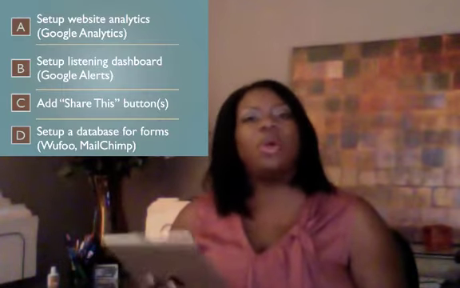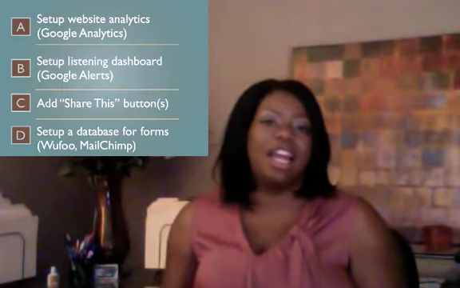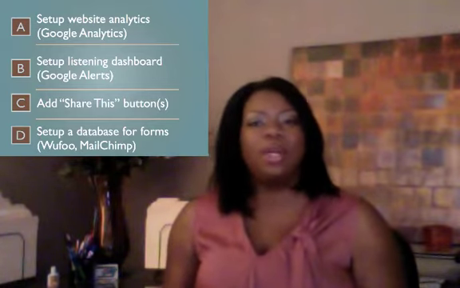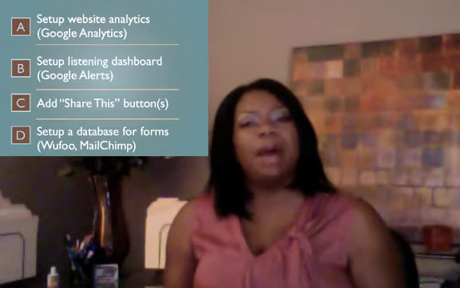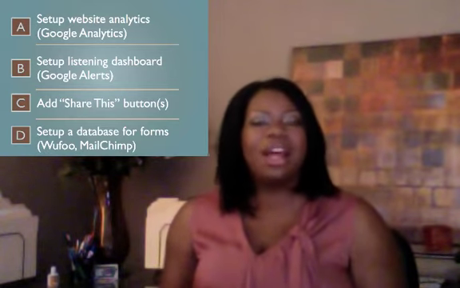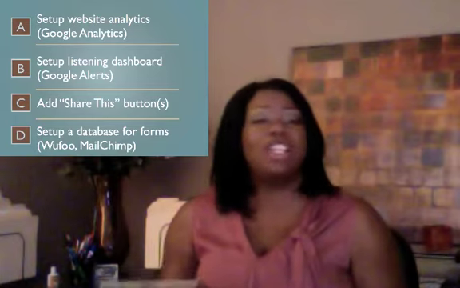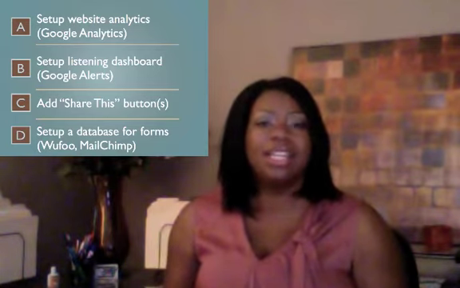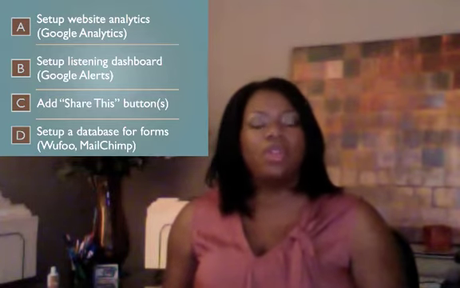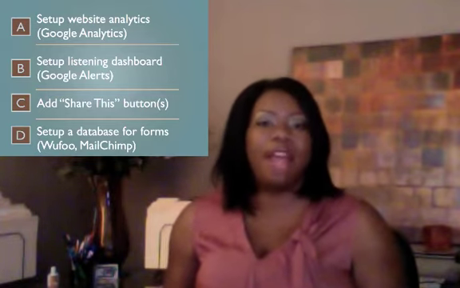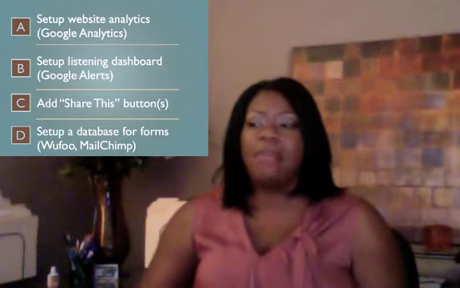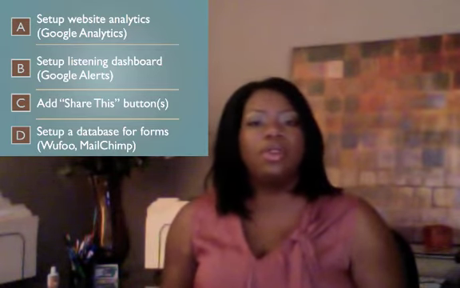Set up first your website analytics to get data about your web traffic. Also, set up a listening dashboard so that you can hear what's being said about you, and so that you know when you're being talked about. Third thing is to add a share this button to your content and track how things are actually being shared. And the fourth thing is to set up a form database. Determine what data you want to collect, and what fields you want to include on the forms.